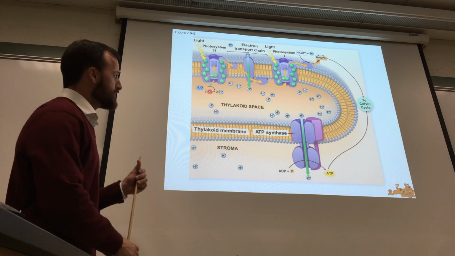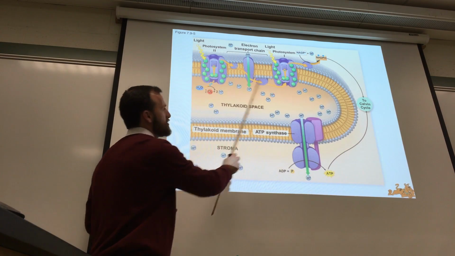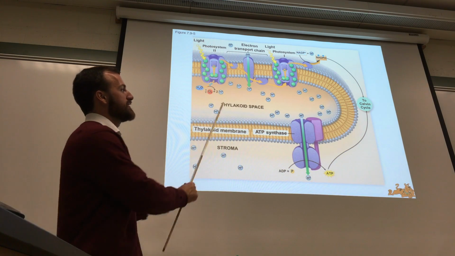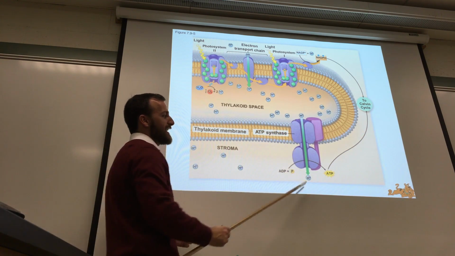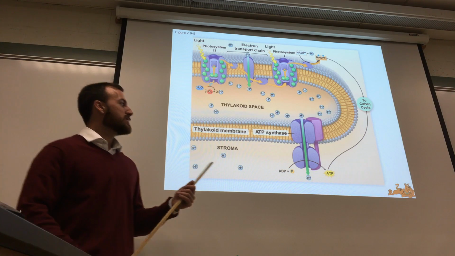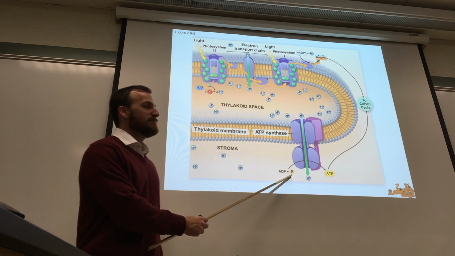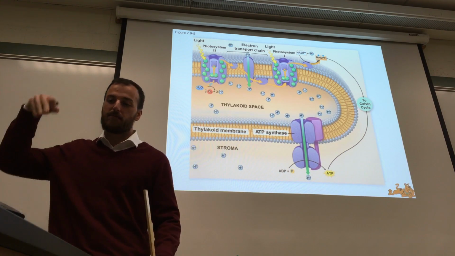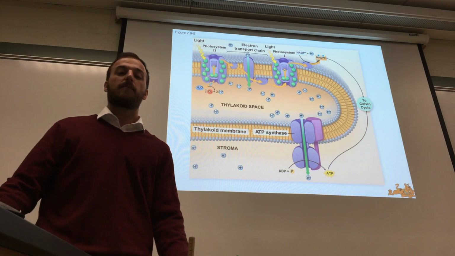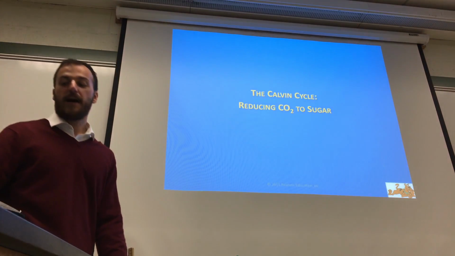So, since we now have a high concentration of these H plus ions in our thylakoid space, those can again be used to power ATP synthase. And of course we know ATP synthase's role is to synthesize ATP from ADP through the power of chemiosmosis, H plus ions flowing through that particular membrane protein. And now we're off to the Calvin cycle.